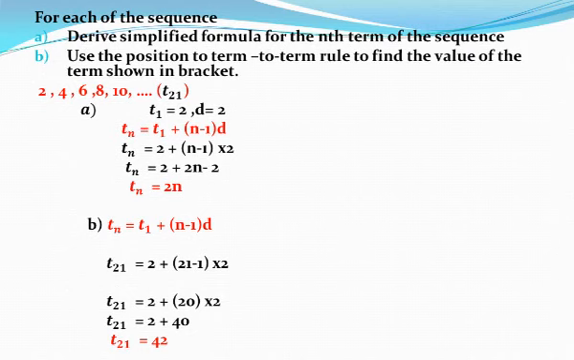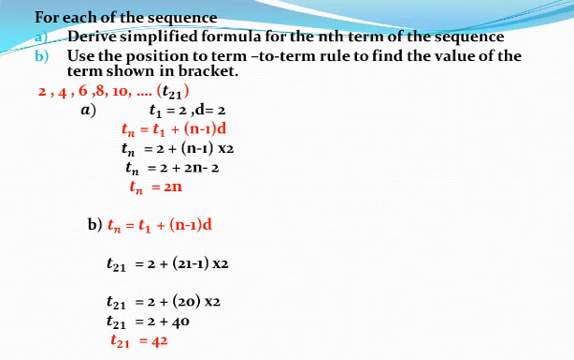The first sequence given is 2, 4, 6, 8, 10, etcetera. From this sequence, we can write T1, the first term, is 2, and D, the difference between each term, is 2. T1 is 2, D is 2.